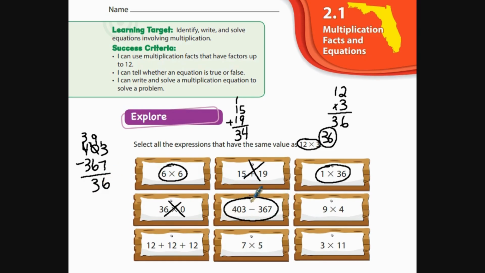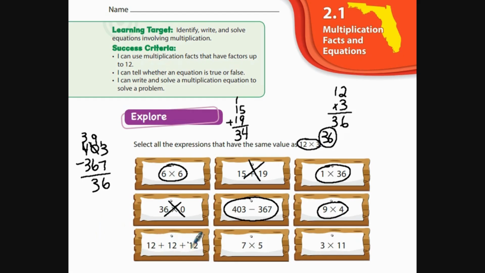That is 36. Now, in this question, we have a multiplication. We have 9 times 4. If we remember our 9 times tables, does 9 times 4 give me 36? It absolutely does. 9 times 4 is 36.